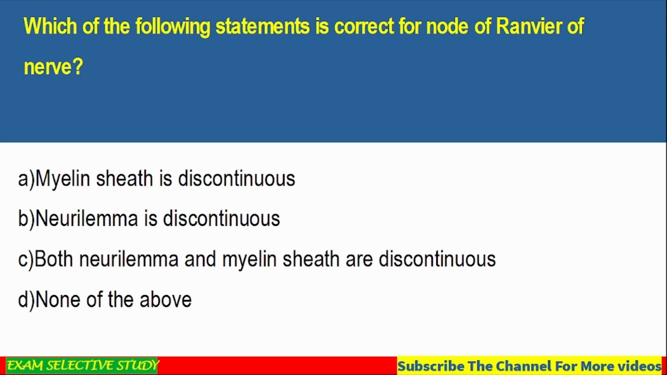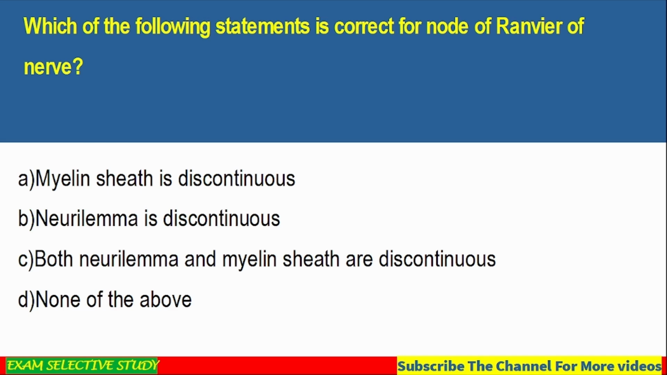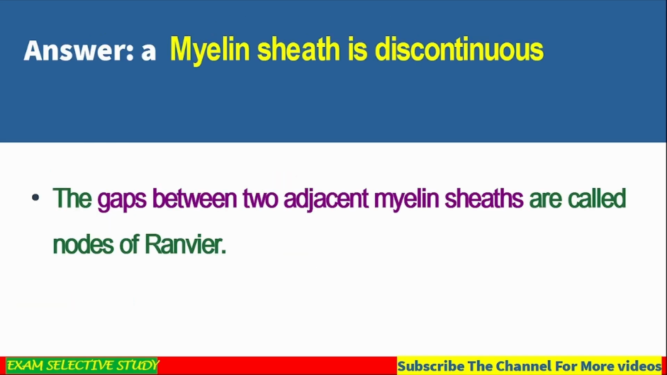Next question, which of the following statements is correct for node of Ranvier of nerve? Options: myelin sheath is discontinuous, neurilemma is discontinuous, both neurilemma and myelin sheath are discontinuous, none of the above. Answer: myelin sheath is discontinuous. The gaps between two adjacent myelin sheaths are called nodes of Ranvier.